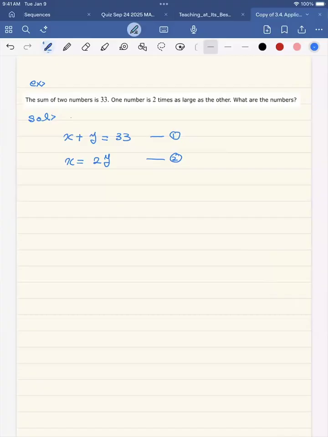In this problem, the sum of two numbers is 33. One number is 2 times as large as the other. What are the numbers? There are two numbers. I will represent them as x plus y. When we add them up, that becomes 33. And one number is 2 times as large as the other. So x can be represented as 2 times y.